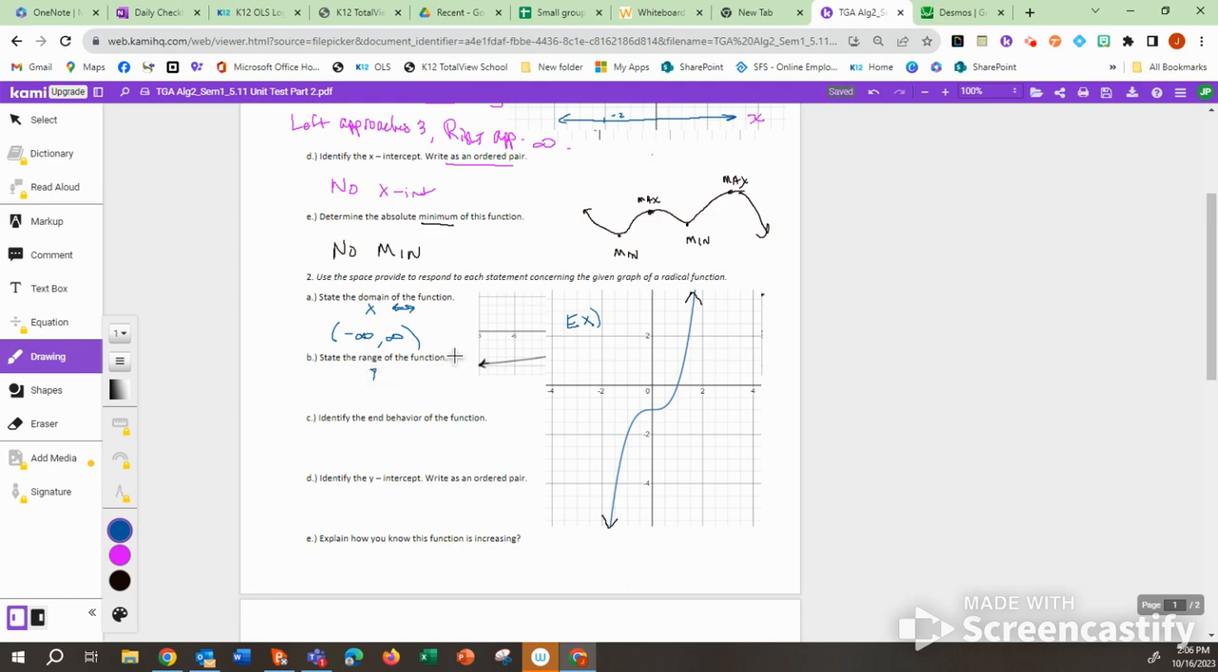The range are your y's. That's how far up and down the graph goes. So this goes forever down and forever up, so the range is also negative infinity to positive infinity.